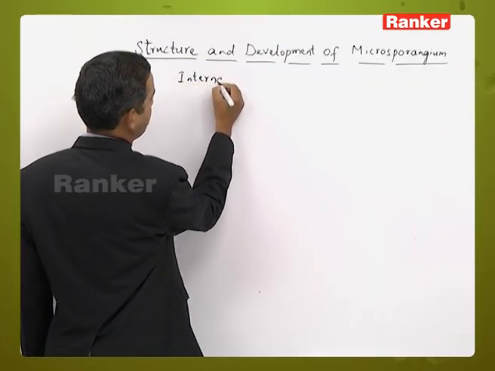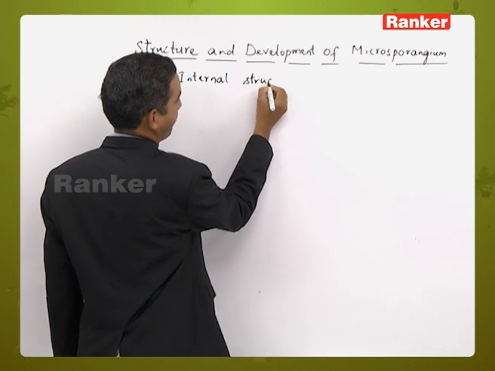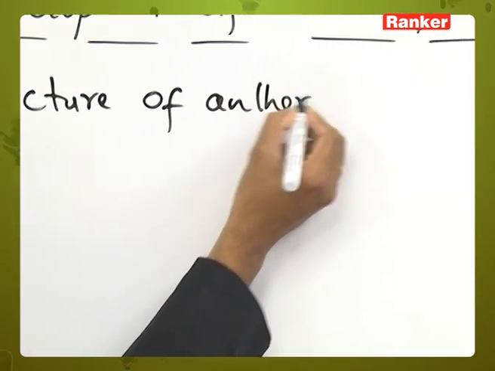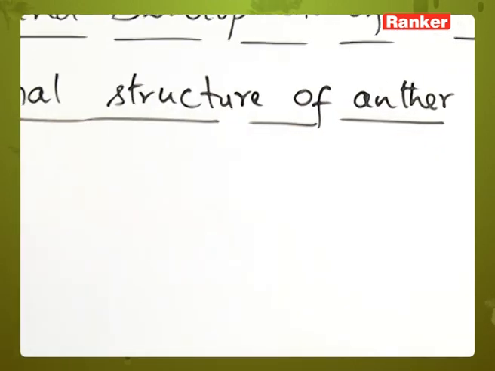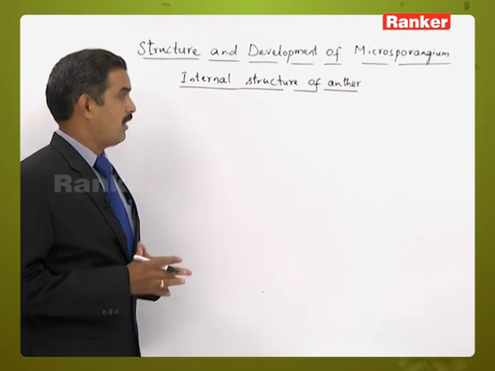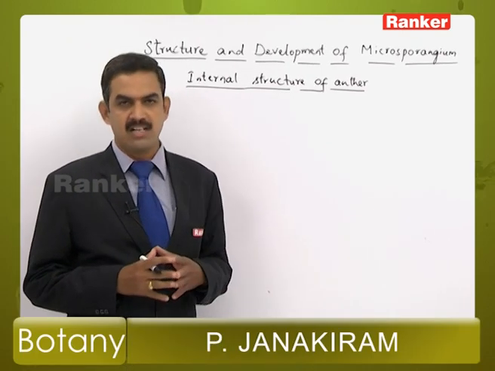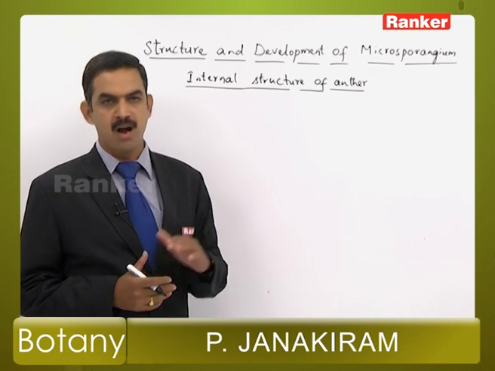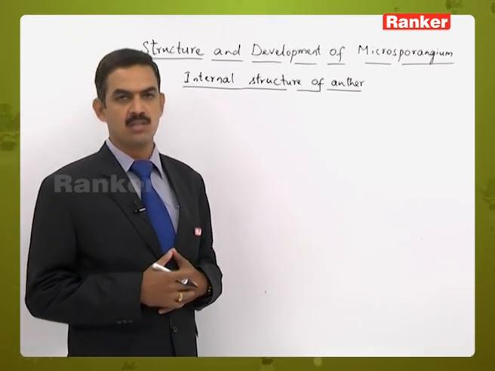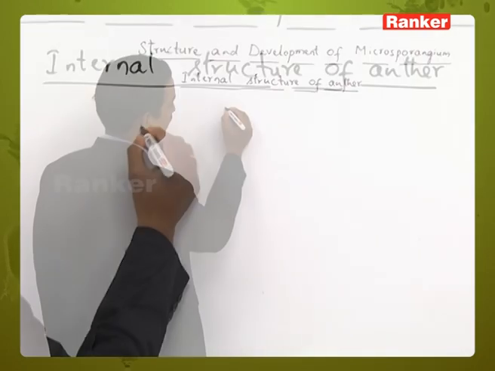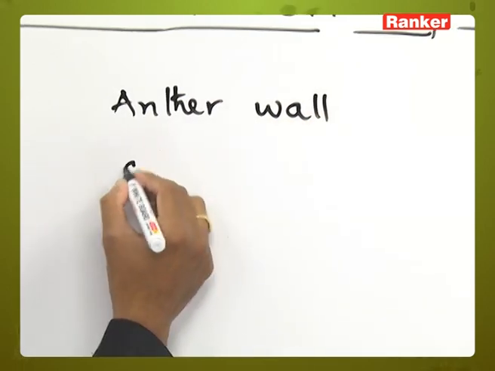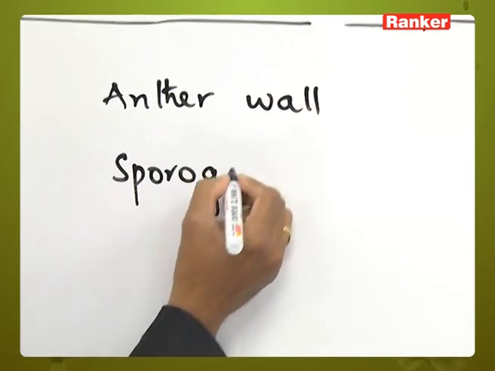So next part is internal structure of anther. Internal structure of anther. So anther contains mainly two parts here. One is called as anther wall and other is called as a sporogenous tissue. Two parts are there. One is anther wall and second one is a sporogenous tissue.